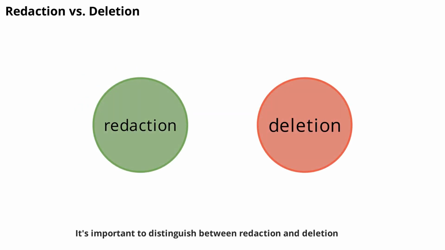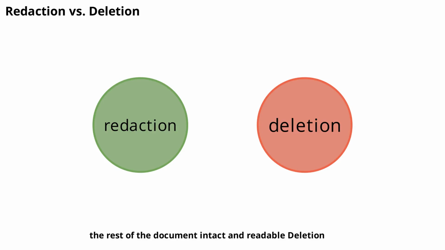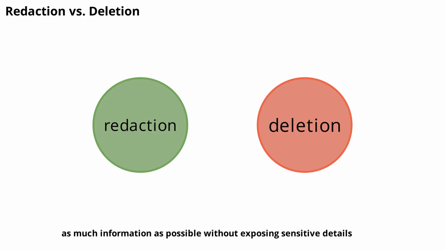It's important to distinguish between redaction and deletion. Redaction removes or obscures specific information while leaving the rest of the document intact and readable. Deletion, on the other hand, removes entire sections or files. Redaction is used when you want to share as much information as possible without exposing sensitive details, whereas deletion is used when information is no longer needed at all.